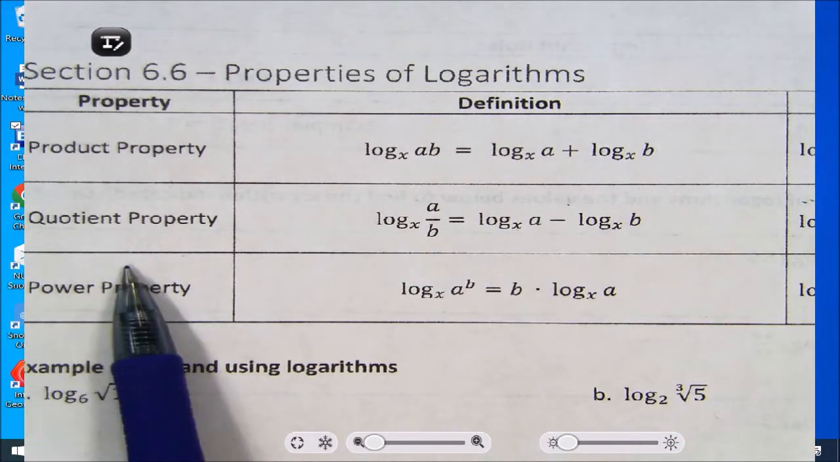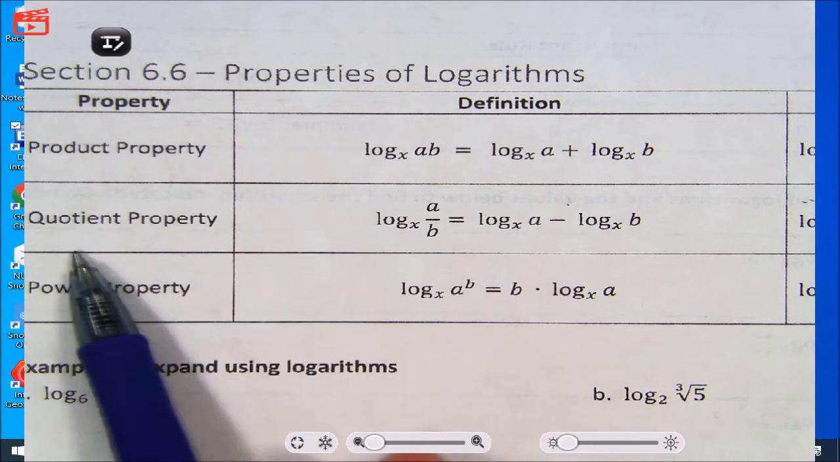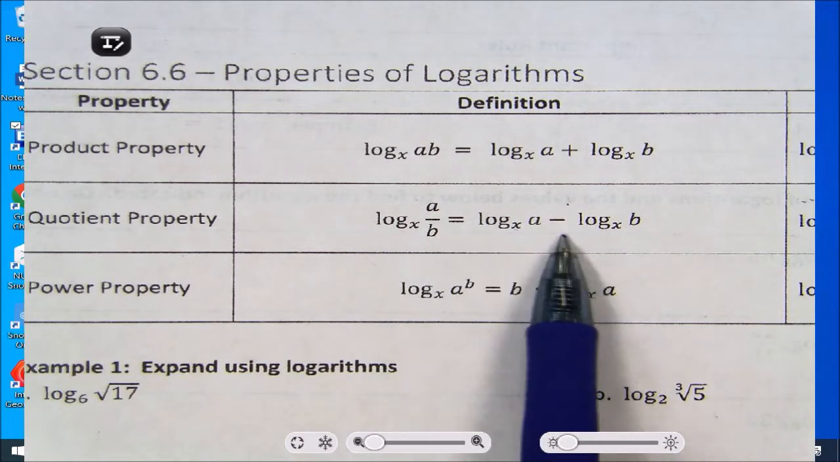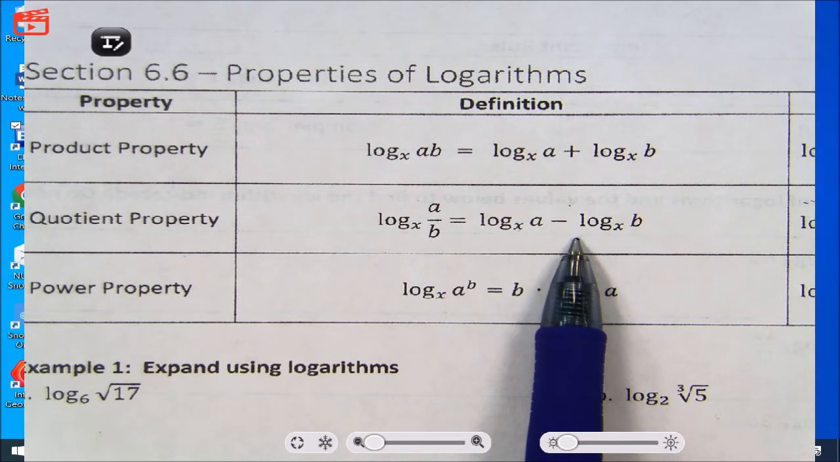When we have a quotient, it's basically a fraction. Fraction and quotient are synonymous here. So when we write that fraction, we're going to write it as a subtraction. So product is addition, fraction is subtraction.